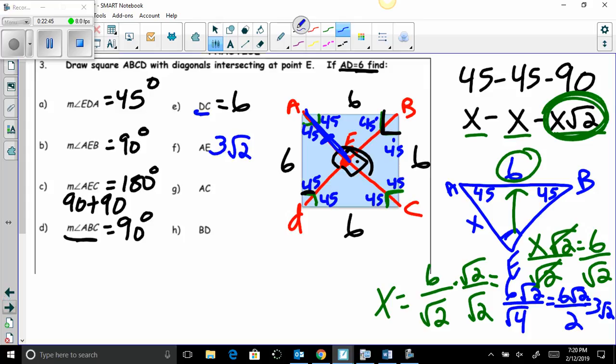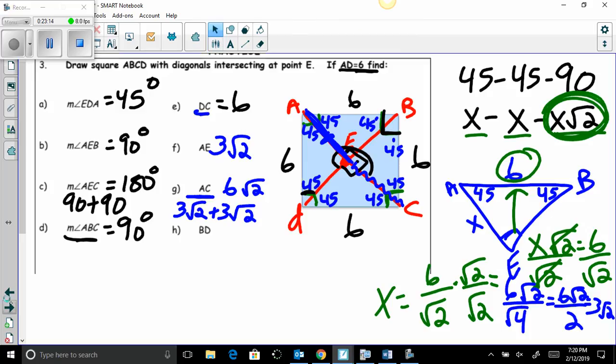Well, let me ask you something. If this part of the diagonal is 3 radical 2, what's this part of the diagonal? They're both 3 radical 2 because the diagonals are congruent. Or diagonals bisect each other, which makes them congruent. So in order to find the whole entire diagonal, you take each segment 3 radical 2 plus 3 radical 2. When you're adding like radicals, keep the radical and add the coefficients. So 3 plus 3 is 6.